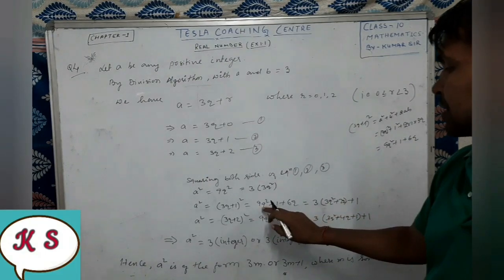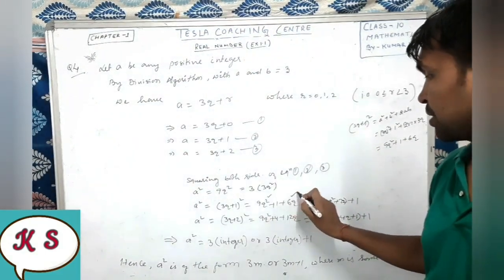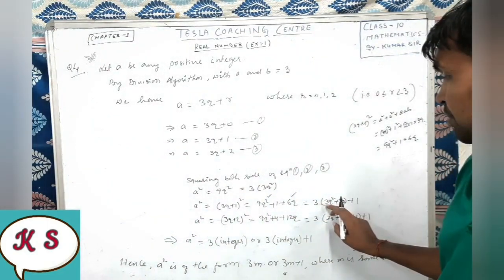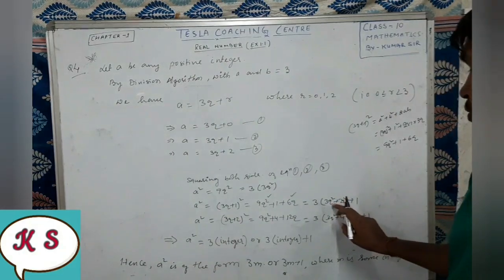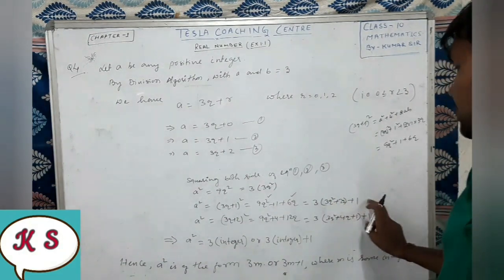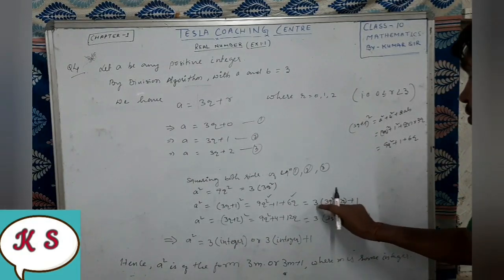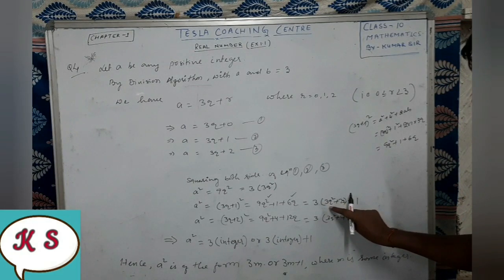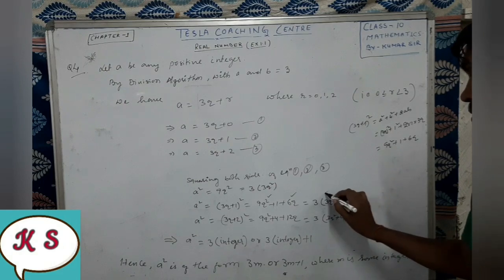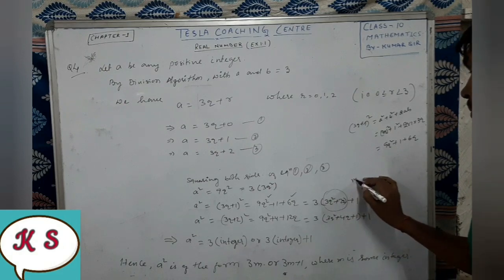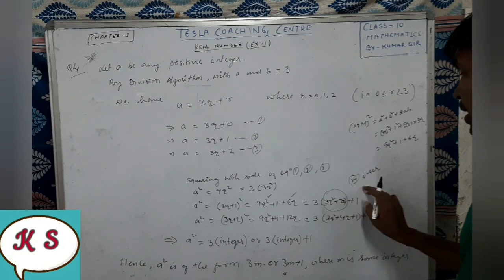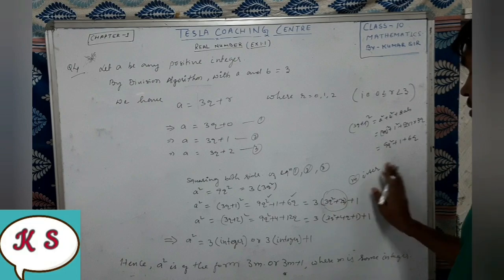Here you can see that between the terms we can take something common, that is 3. If I take 3 common, then it will become 3 into 3q square plus 2q, plus 1. So here also you see it is 3 into an integer plus 1. This part is nothing but m, and it is said integers. So this is 3 into m, an integer, plus 1.